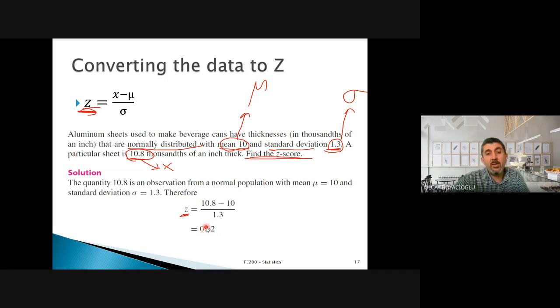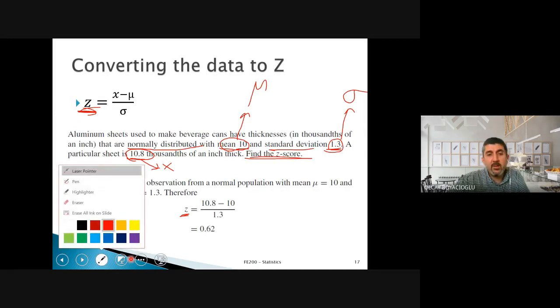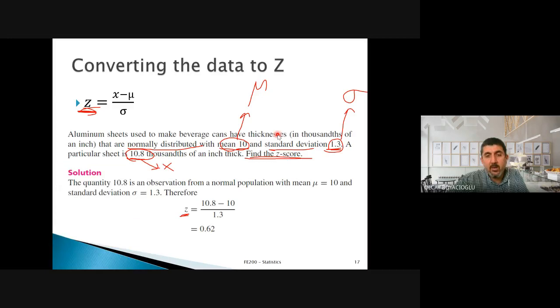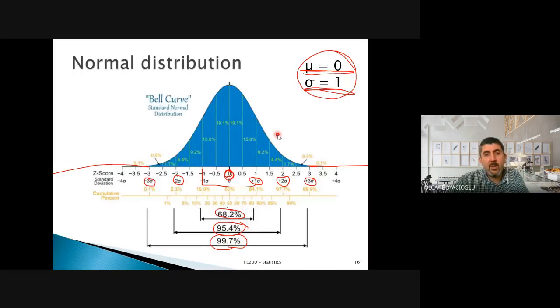Okay, so let's now imagine what that means. Where are we in the z distribution graphics? Okay, 0.62. I'm just going to go back and come here. We talked about 0.62, right? Okay, this is 0 because now we are in the z world.